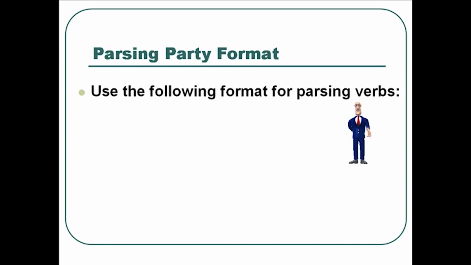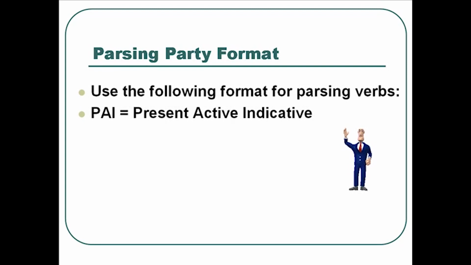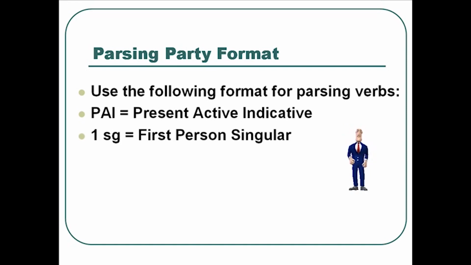In order to check your understanding of a verb, a professor may ask you to parse the verb. The following format can be used to parse the verb. Instead of writing out present, active, indicative each time, just simply abbreviate it to PAI for present, active, indicative. The first singular is the first person singular, I, or if you're saying third person plural, it would be they.